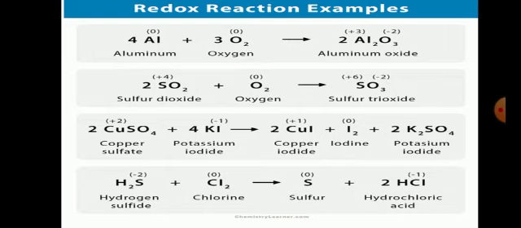And you can even see here the +1 charge on the end product for copper iodide and 0, which means it is a neutral element or compound for iodine, right? So these are some examples, and the last example is hydrogen sulfide, which has -2, and chlorine, which has 0. It means its elemental state has 0 charge, and it is going to give as a result sulfur plus hydrochloric acid. That is, sulfur has 0 charge and hydrochloric acid has -1 charge. So these are some examples for your redox reaction.